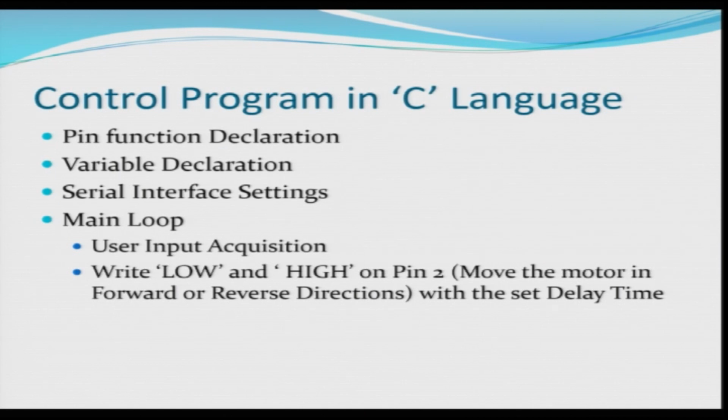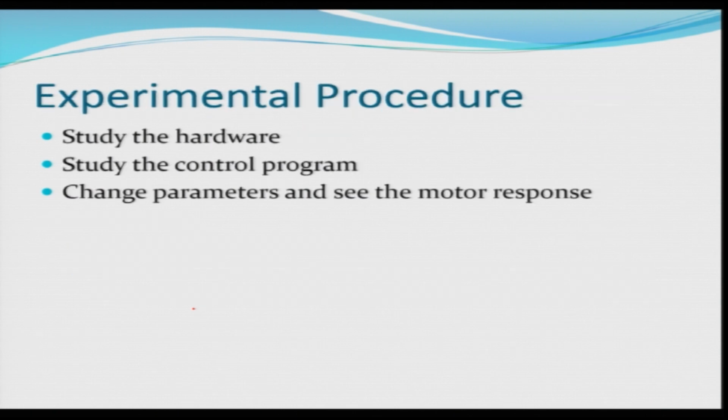So, C language is used to build the control program, wherein these modules are used. Pin function declaration is done, variables are declared, serial interfacing protocol is also activated, and the main loop of the function has user input acquisition, and we write low and high on pin number 2, which moves the motor in forward or reverse directions with the set delay time. The hardware will be shown to you, you will study that hardware, study the control program which will be provided in the lab, change the parameters and see the motor response.